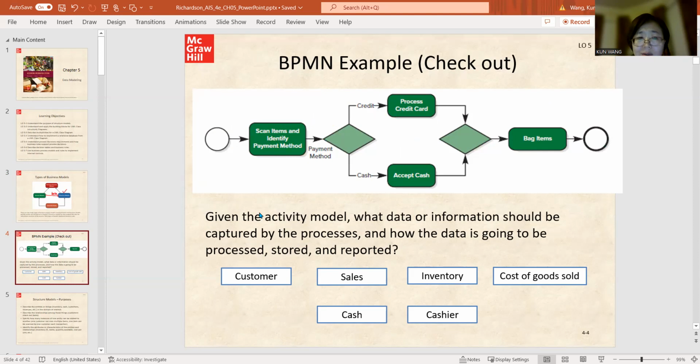Now think about, given the activity model we have here, don't look at the names here, what types of data or information should be captured by the process? Data or information, especially from an accounting or finance perspective, and how the data is going to be processed, stored, and reported.